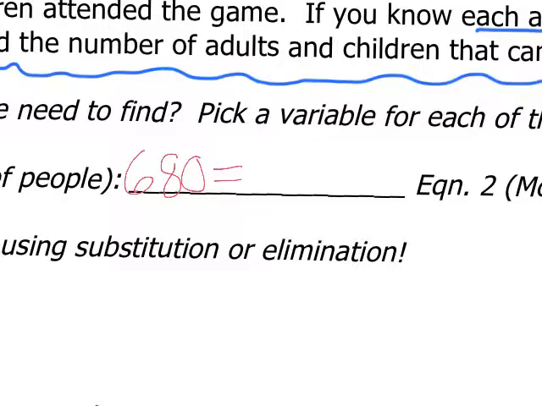So what should I put here? That's my variables, right? Because right now, A is representing the number of adult tickets. C is representing the number of children's tickets. So I'm just going to put A plus C. Okay, so that's my number of people or number of tickets equation.